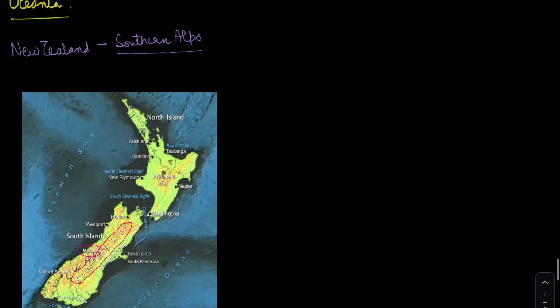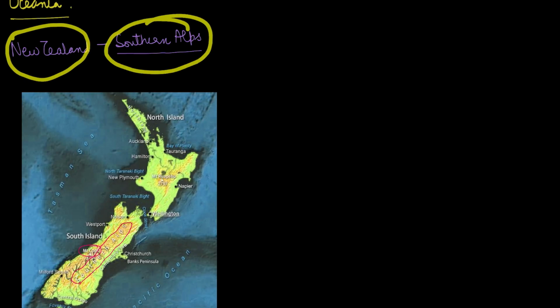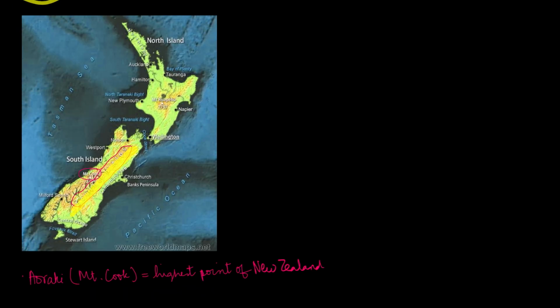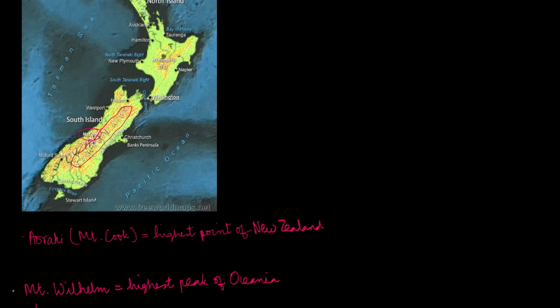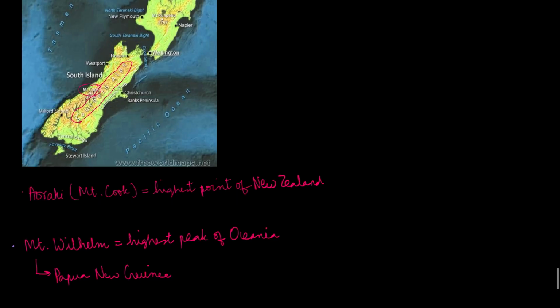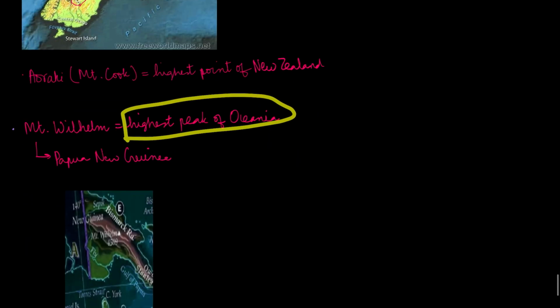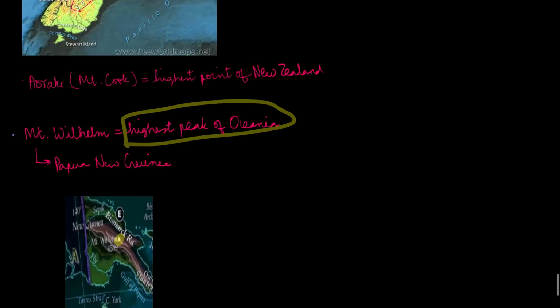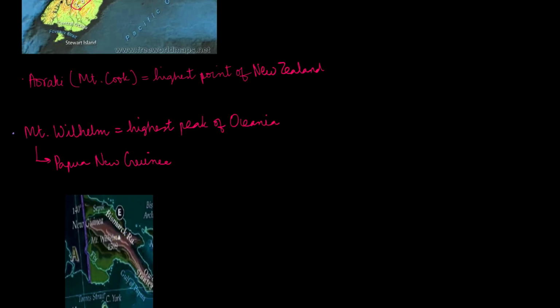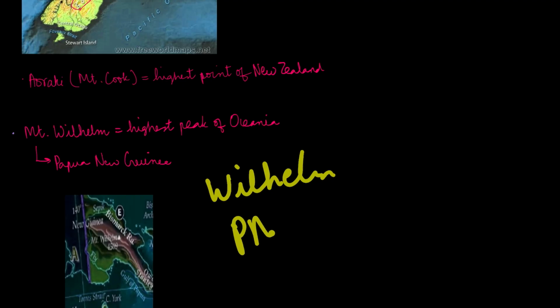Moving to Oceania. In Oceania, in New Zealand we have the Southern Alps. These are the Southern Alps. There's also Hauraki, which is also called Mount Cook over here. This is one of the peaks in the Southern Alps. It is called the highest point of New Zealand. Mount Wilhelm is the highest peak of Oceania, which is in Papua New Guinea. So the highest peak of Oceania is Mount Wilhelm, in Papua New Guinea.